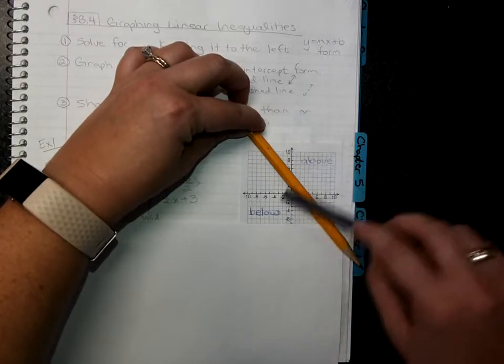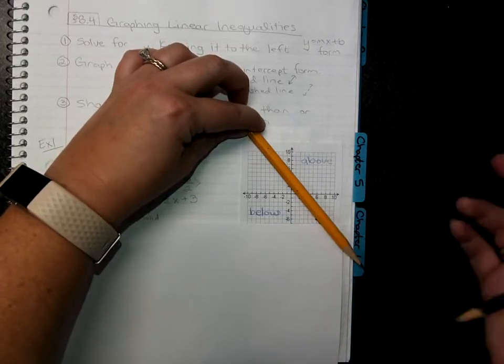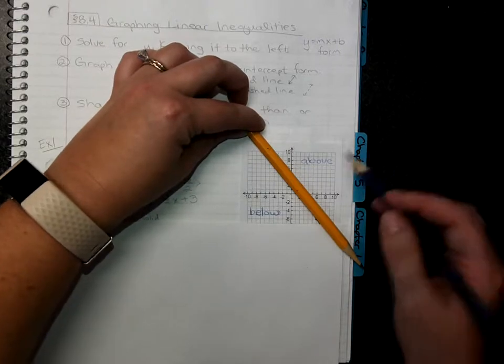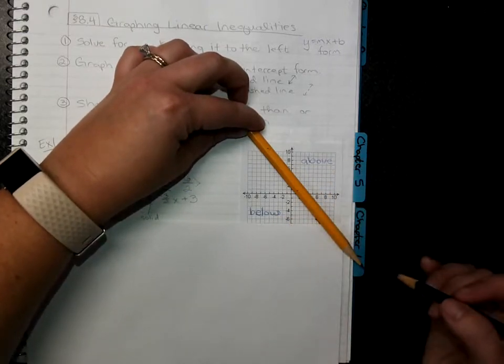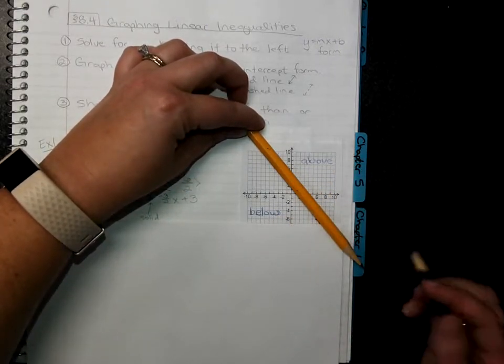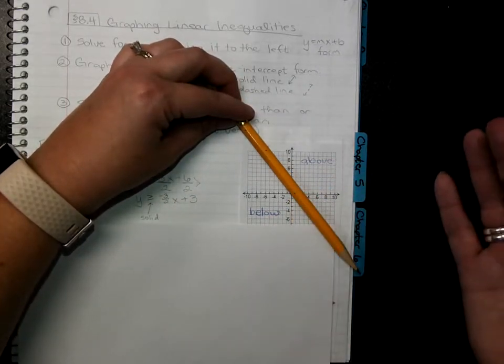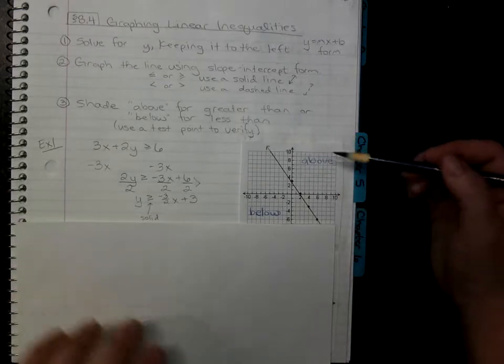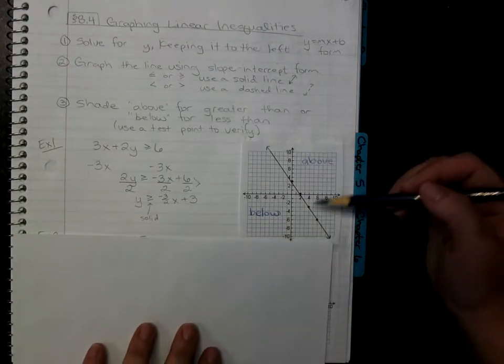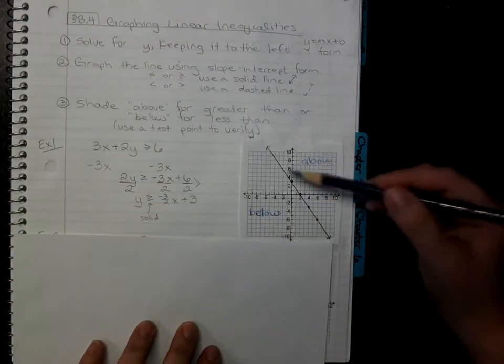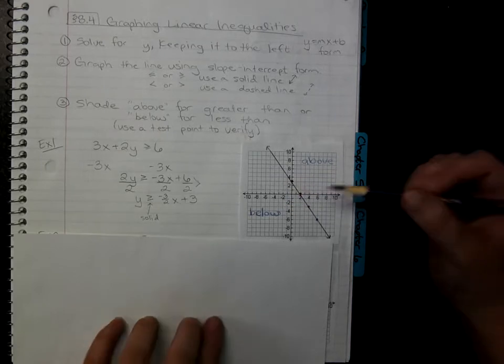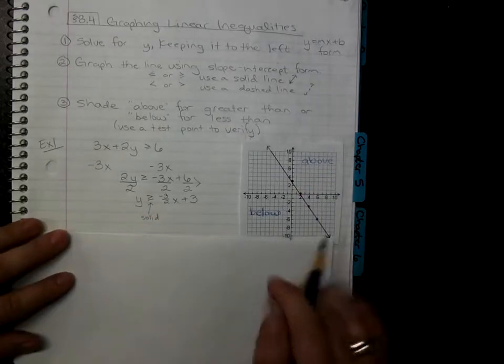If you can see that easily, you do not need to worry about a test point. If you cannot see that difference easily, then you'll have to learn how to use a test point. I like the above and below visually, and that's all you really need. Once you've decided which part of the grid is above the line, and which part of the grid is below the line, then you shade based on the inequality.